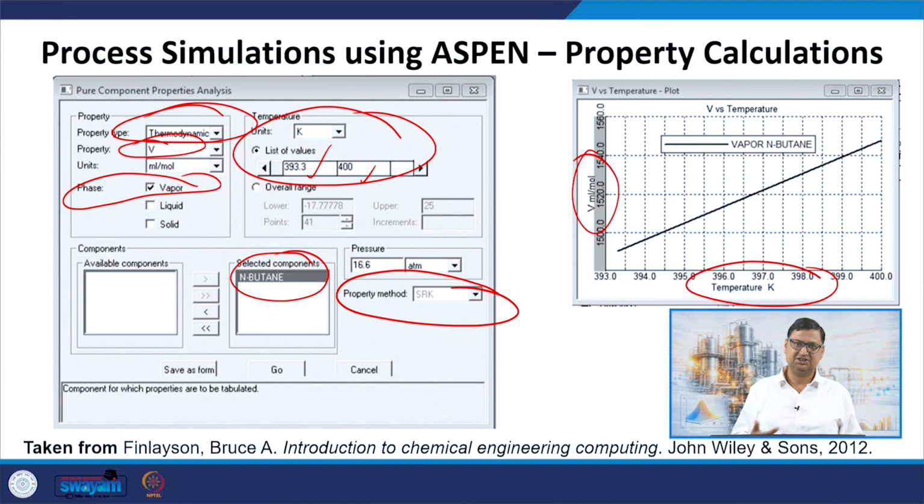There are recommendations, but you must have some sort of analysis to validate your model or simulation in order to see whether the properties are being done correctly. So this is for a pure component example, but the same thing can be done also for mixtures.